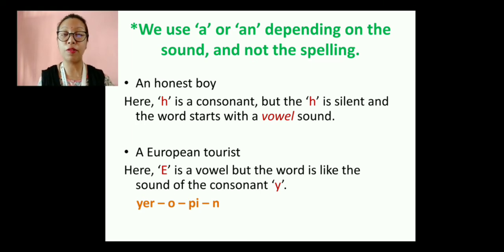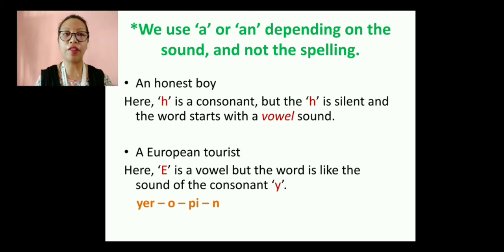And the word starts with a vowel sound, right? Though the beginning letter is a consonant, when we pronounce it, it starts with a vowel sound, honest, right? Therefore, we use the article an: an honest boy. So we are not looking at the spelling but at the sound of the word. Next is a European tourist.